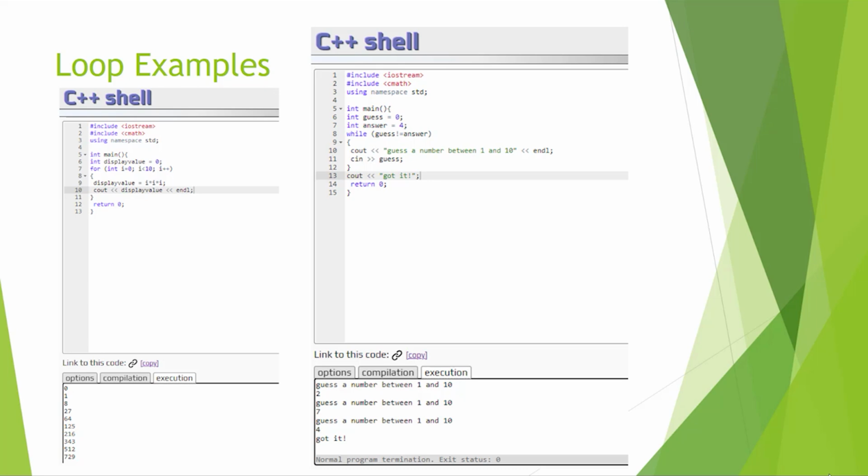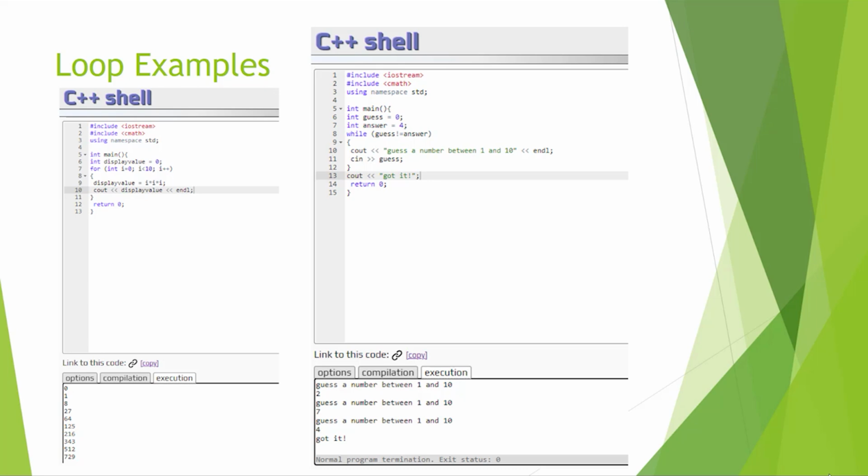Here we have examples of a for loop and a while loop. On the left, you see a simple for loop. I've created an int display value that will show a cubed value of I as I increases one at a time for as long as it is less than 10. Once I equals 10 or more, the loop stops. You can see the results below.